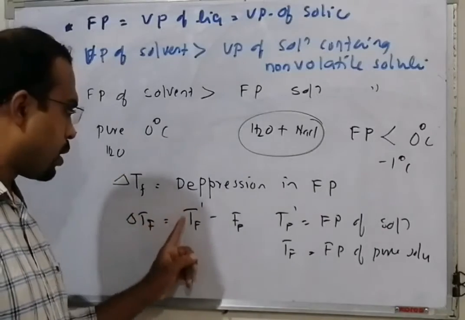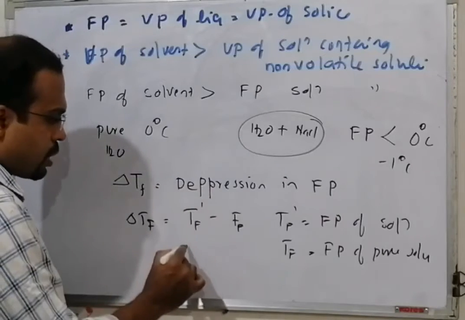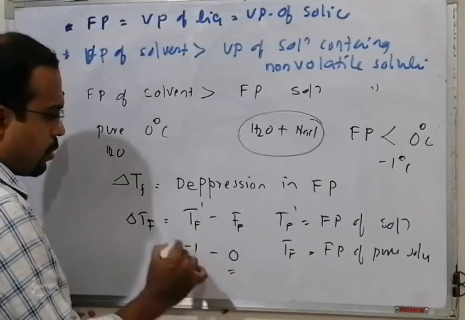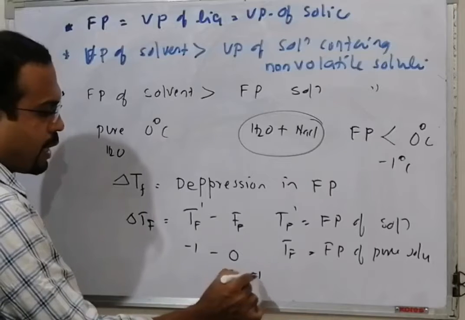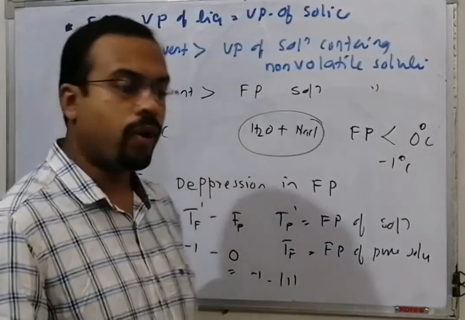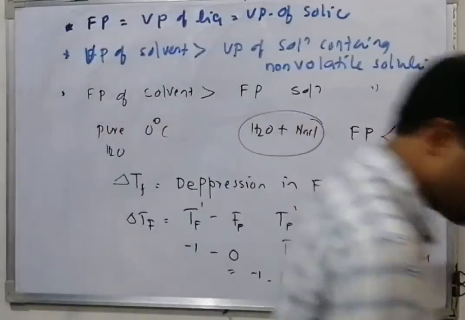Normally, if you take the water, it will be less negative. This will be like that, minus 1. Suppose it is minus 1, minus of 0, like that. Therefore, its value is minus 1. Therefore, you neglect this minus 1. Therefore, your value is 1. Depression in freezing point.